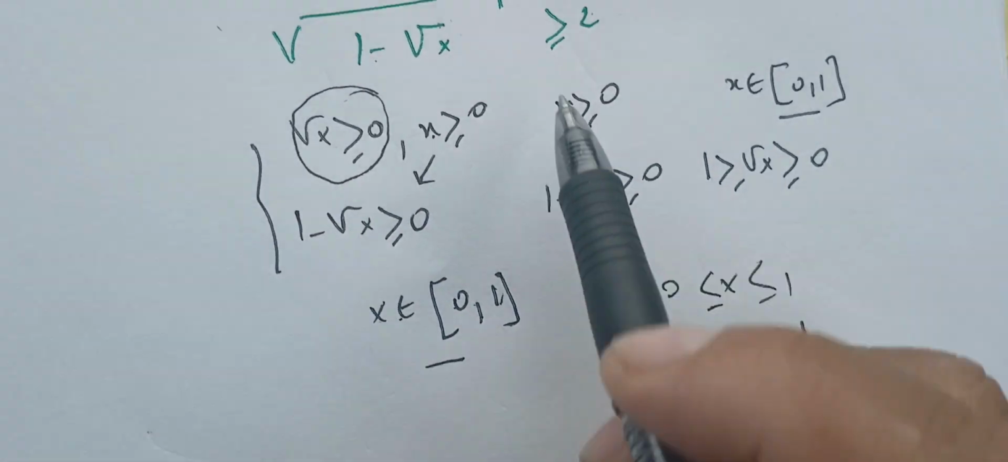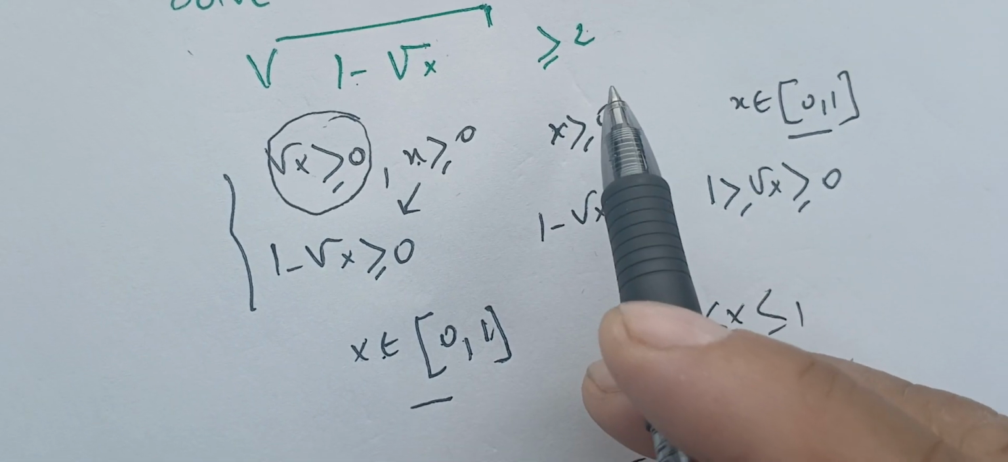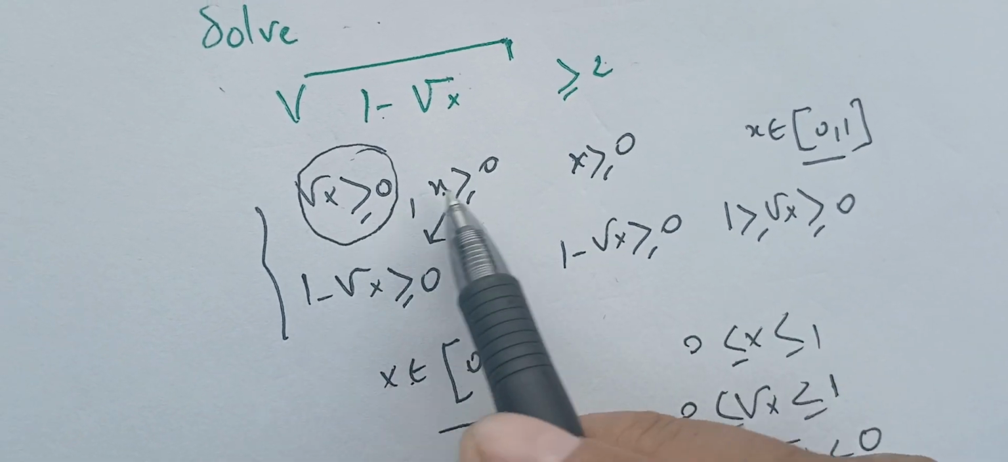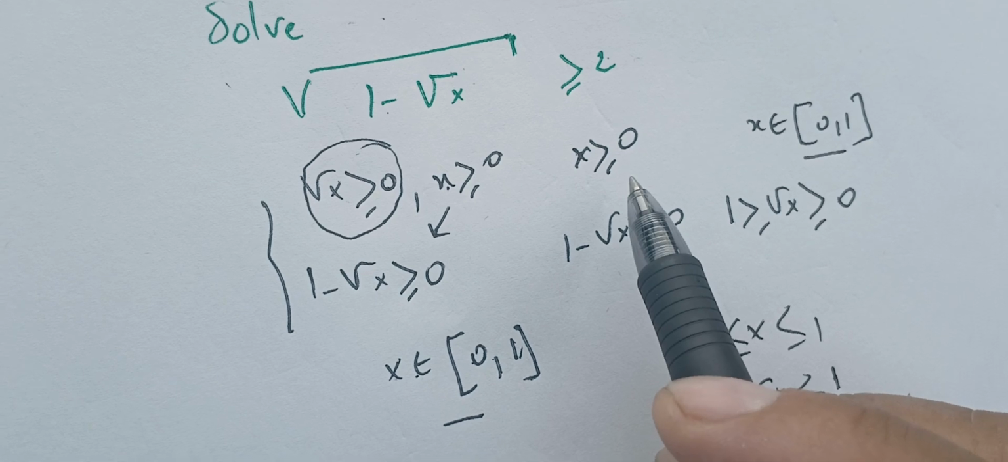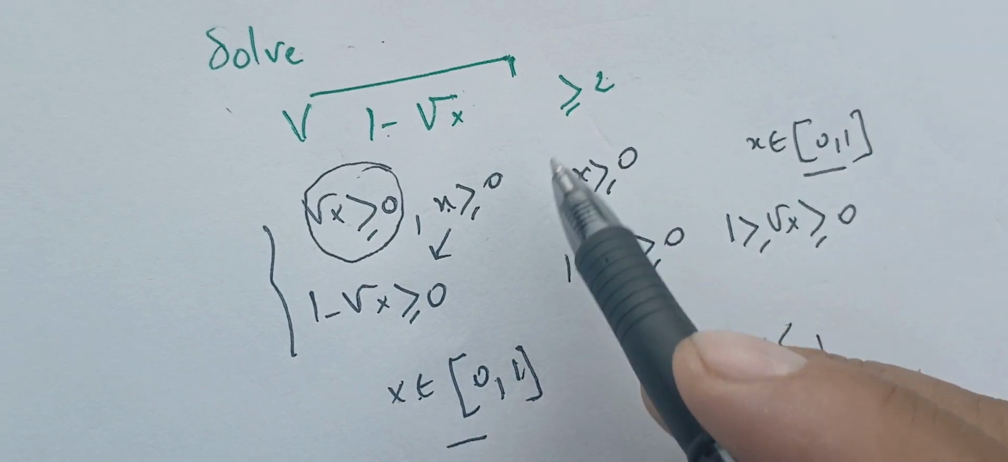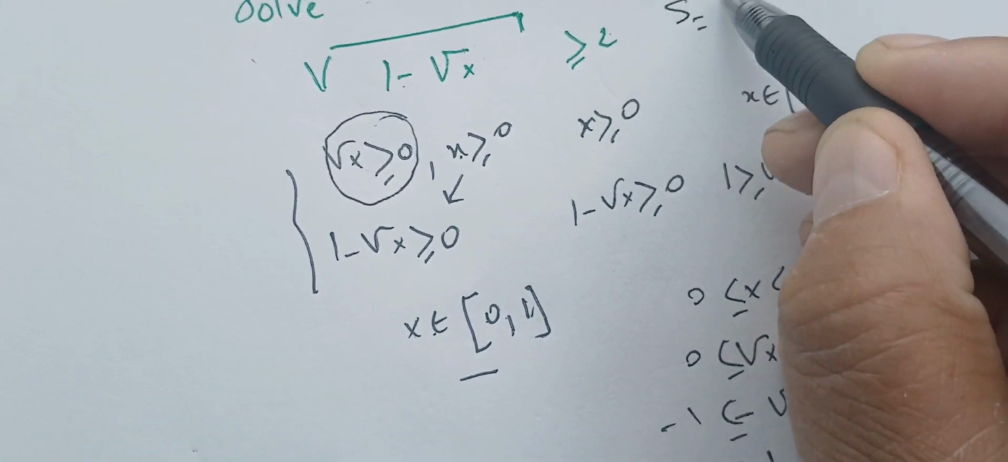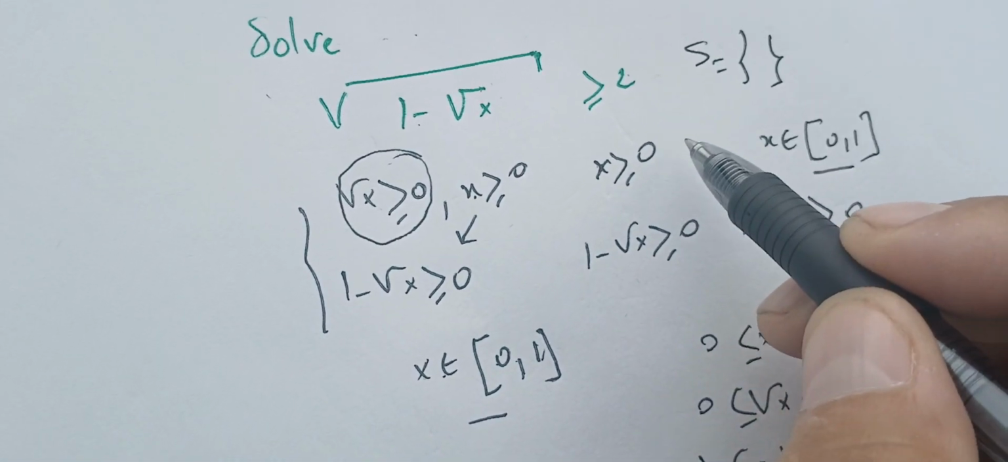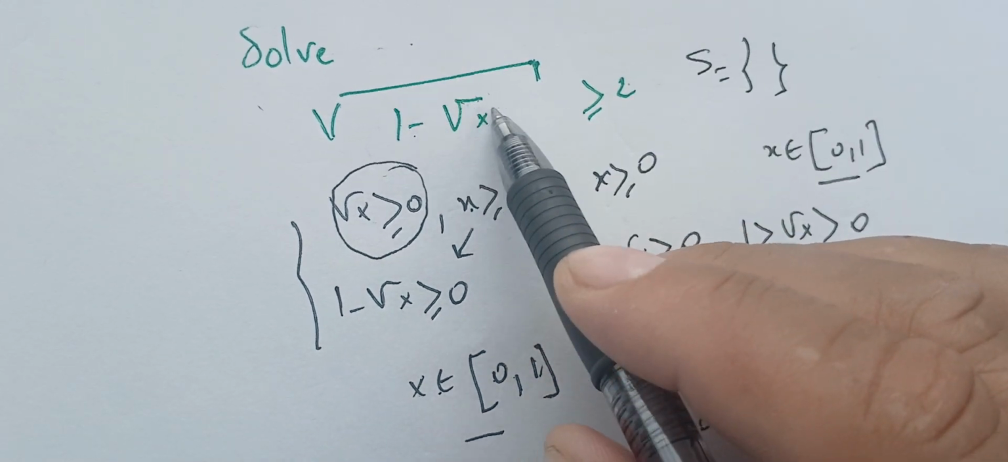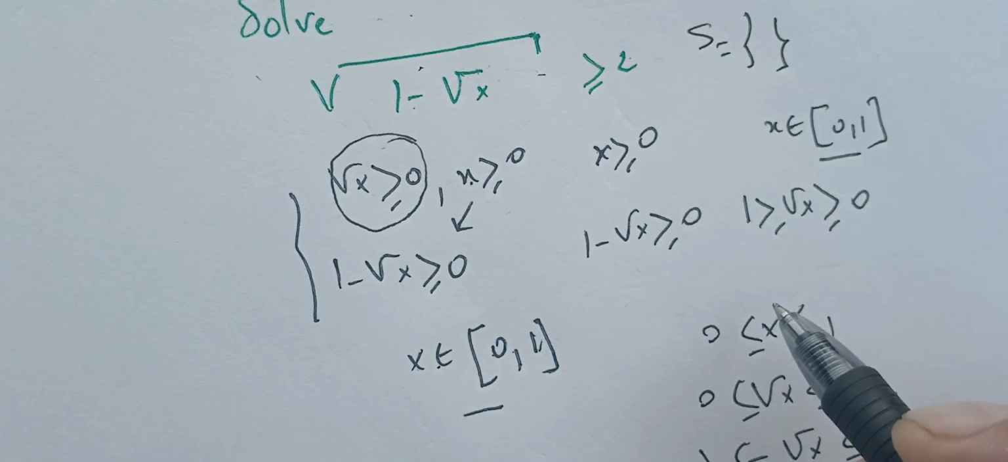And therefore, it can't be bigger than 2, for all these values of x between 0 and 1. So this one is always false. So there is no solution here. The set of solutions is the empty set. There is no x that would satisfy this inequality.